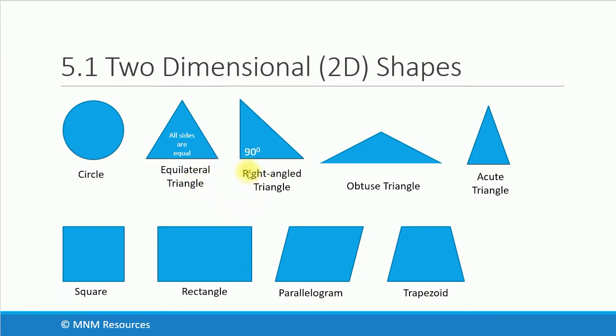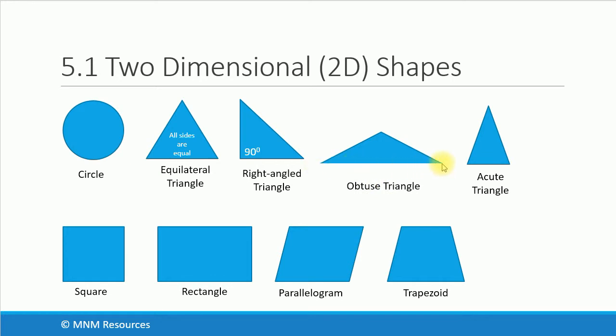Let's look at another type of triangle. If a triangle has a right angle like this, which is 90 degrees, like a straight horizontal line and a straight vertical line, it's called a right angled triangle. So this is a right angle triangle.